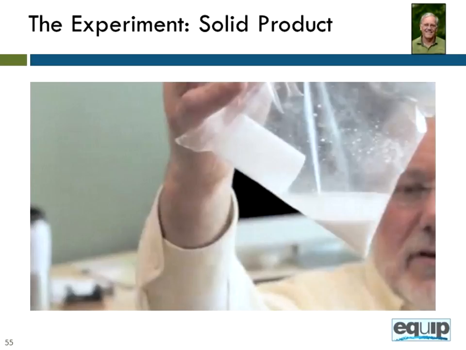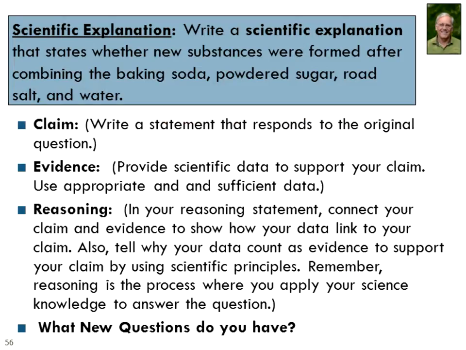So the question now becomes, what happens when I mix all three of those things together? And I want you to write a scientific explanation. All scientific explanations answer a question, and they're explaining what happens. So we're going to use a format of a claim, evidence, and reasoning, but our goal here is actually to provide an explanation. What happened when I put all three of those things together?